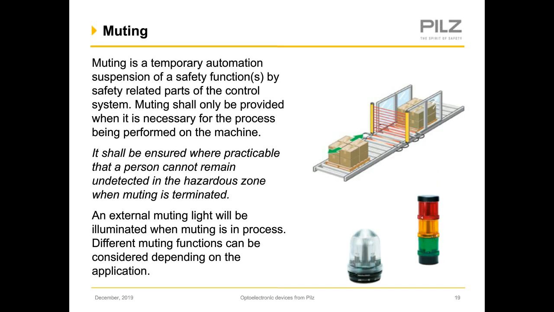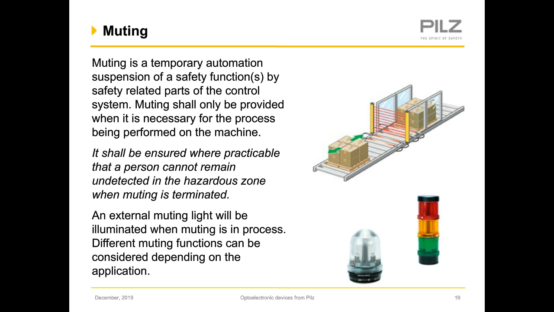Here's a general description of muting. Muting is a temporary automatic suspension of safety functions by the safety-related parts of the control system. Muting shall only be provided when it is necessary for the process being performed on the machine. It shall be ensured, where practical, that a person cannot remain undetected in the hazard zone when muting is terminated. An external muting light will be illuminated when muting is in process.